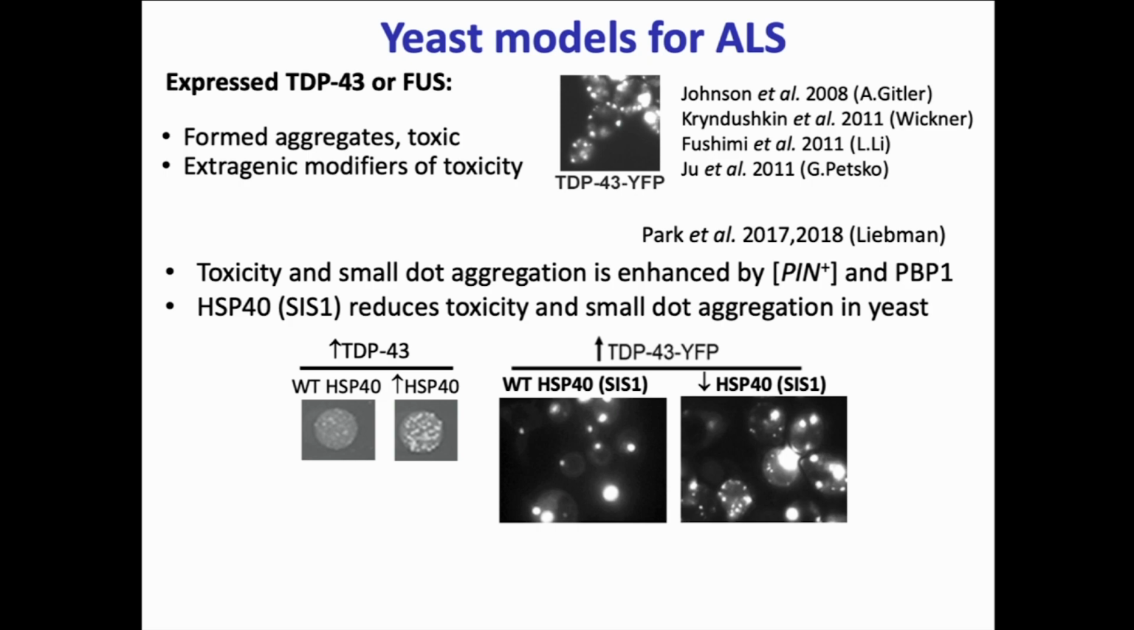Although the HSP40 chaperone Sis1 was not found in the unbiased screens for modifiers of TDP-43 toxicity, we found that, just as it affects the toxicity and aggregation of yeast prions, it can rescue, when overexpressed, the toxicity of both TDP-43 and FUS. And we found that the level of small dot aggregation of TDP-43 is affected by reducing the level of HSP40. So again, the appearance of these small dots seems to be associated with increased toxicity.